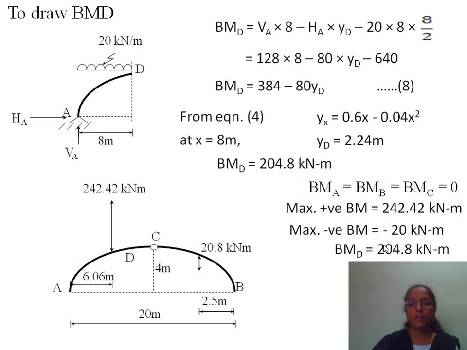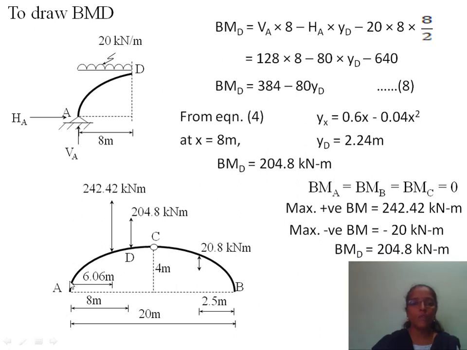And bending moment at D is 204.8. D is at 8 meter from the left end, so this ordinate is 204.8 kilonewton meter. Now we have to join with the bending moment variation. Up to D we have UDL. You can see here, in between AD we have UDL, and D to C we don't have any loading.